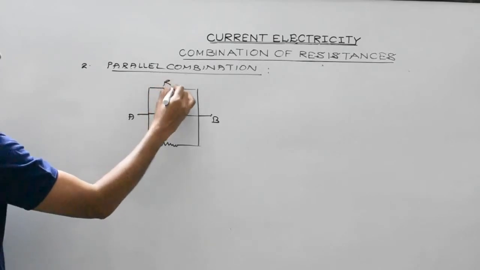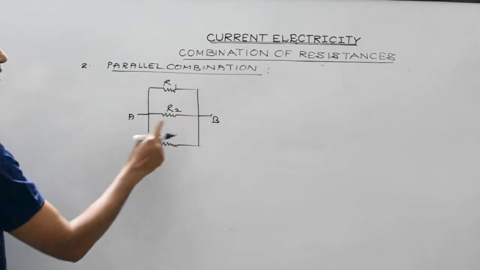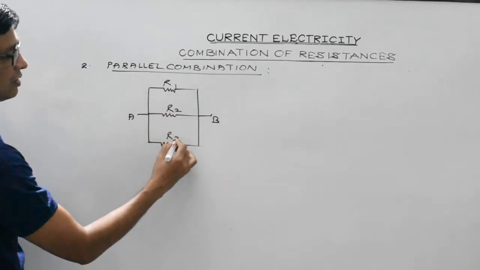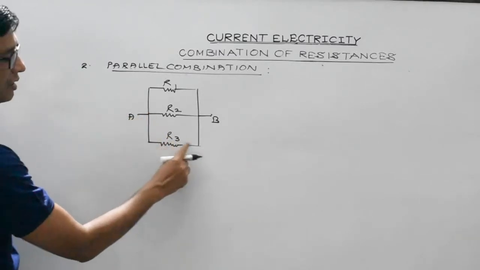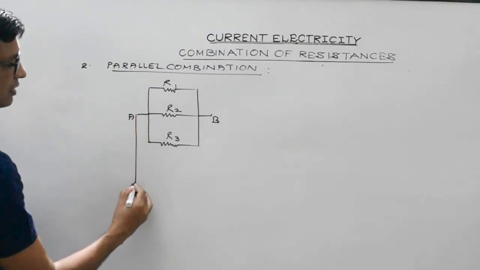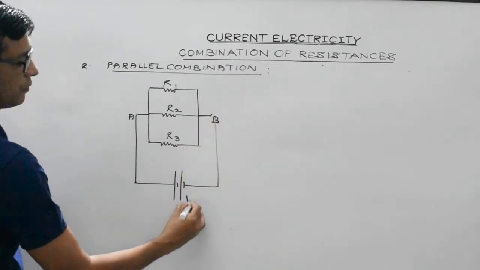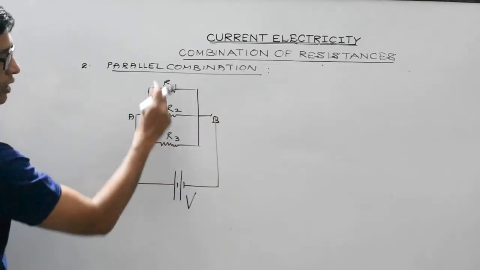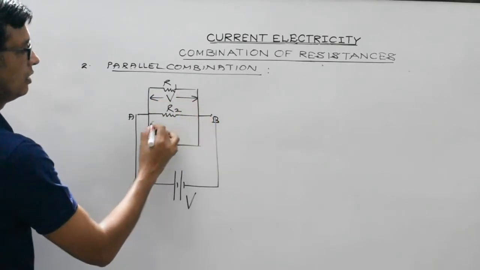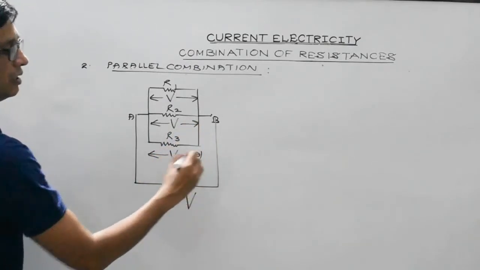This resistor R1, its one end is connected to point A, the other end is connected to point B. This resistor of resistance R2, one end is connected to point A, the other end is connected to point B. This resistor of resistance R3, one end is connected to point A, the other end is connected to point B. So, whatever voltage is applied or whatever potential difference is applied across the points A and B, suppose V, it will be the same across all the three resistors. So, here also the potential difference would be V, here also V, and here also V.